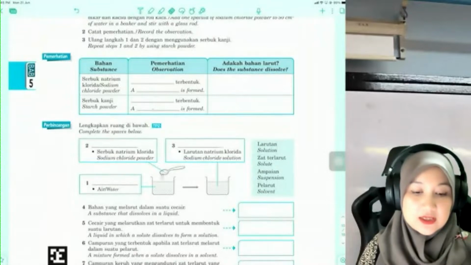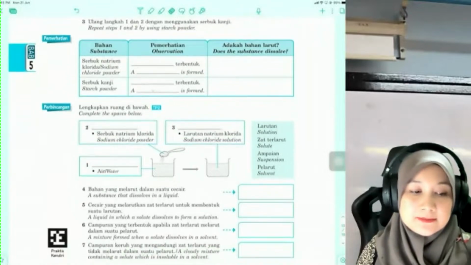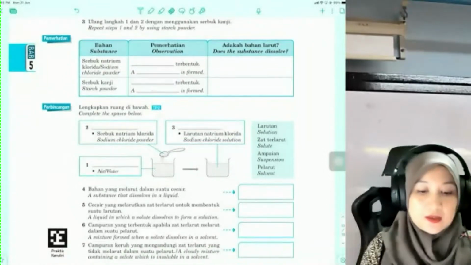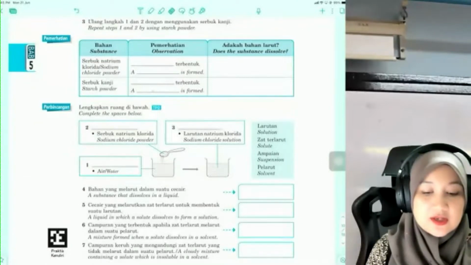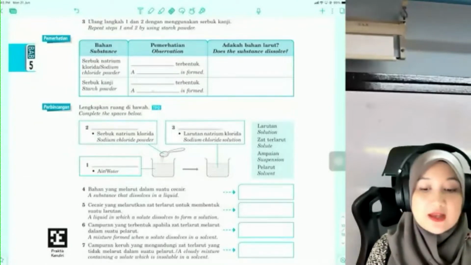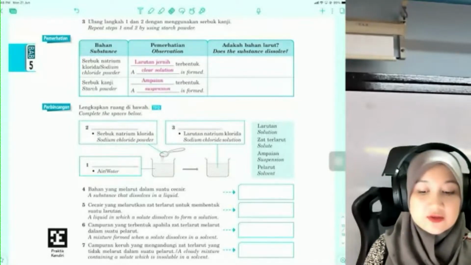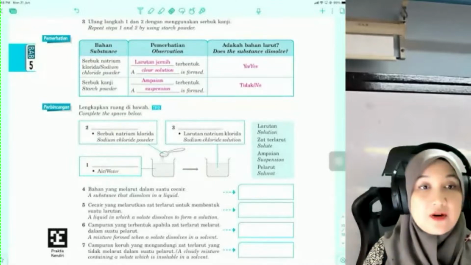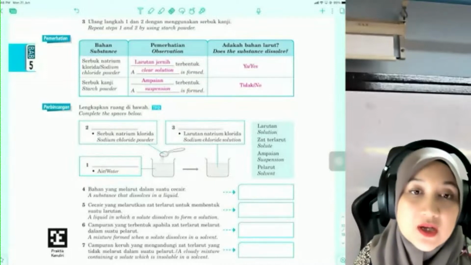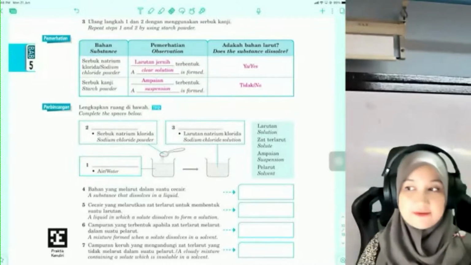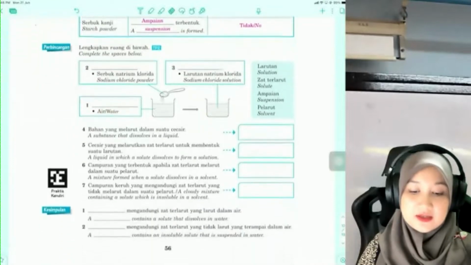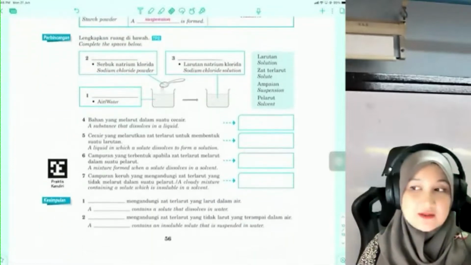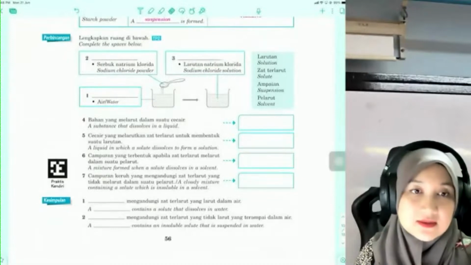All right, so in here we have the sodium chloride solution and starch powder. What type of solution does it refer to? It is a clear solution, so it is a suspension. Does it dissolve? Yes, but the starch powder does not dissolve. You can refer to this. You can try to answer this question first, and later I will share the answer.